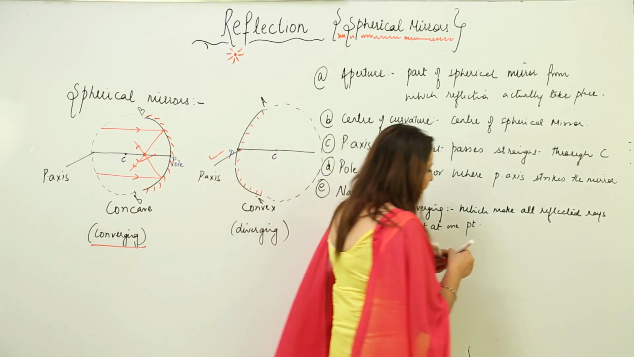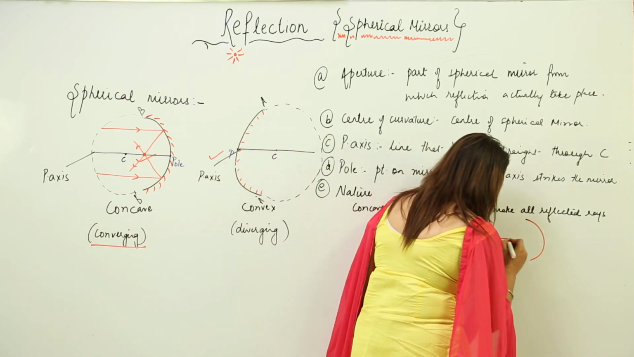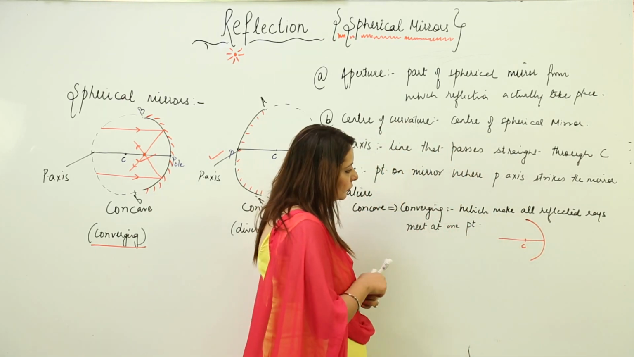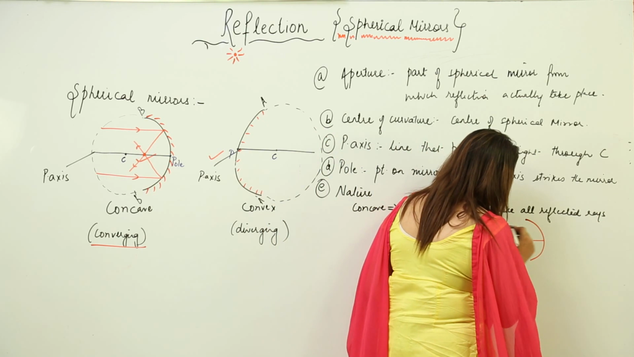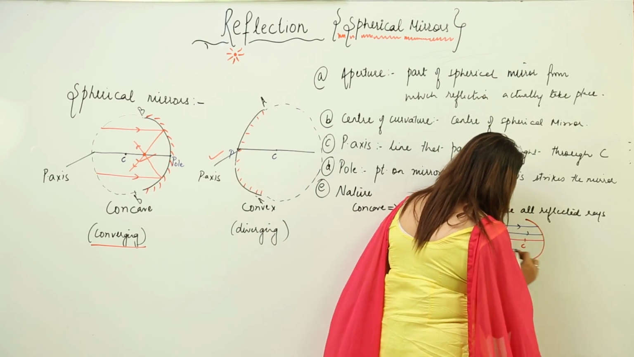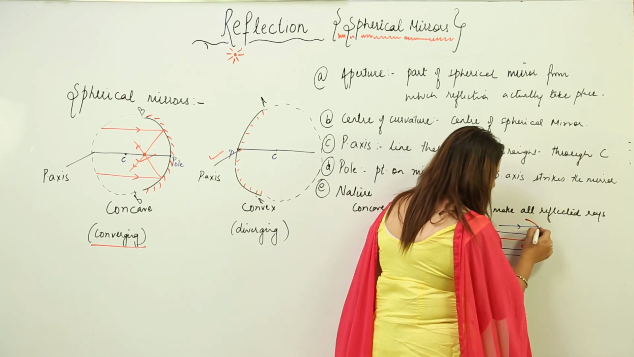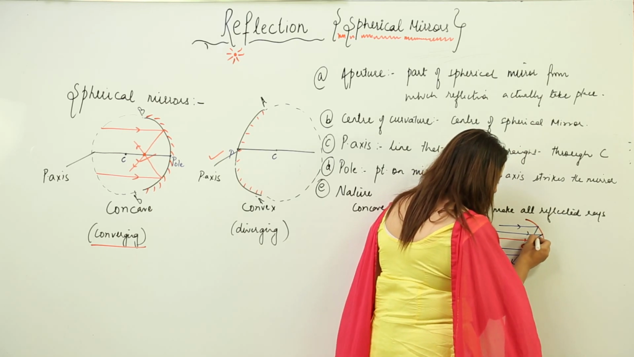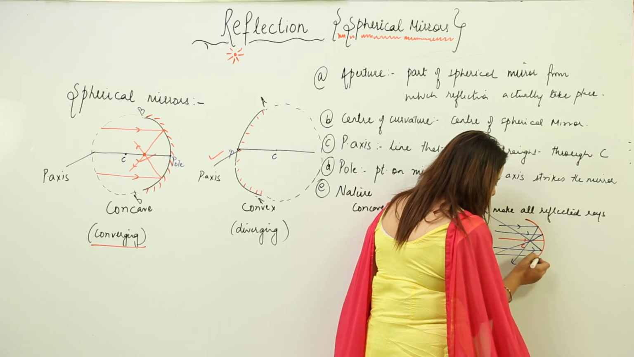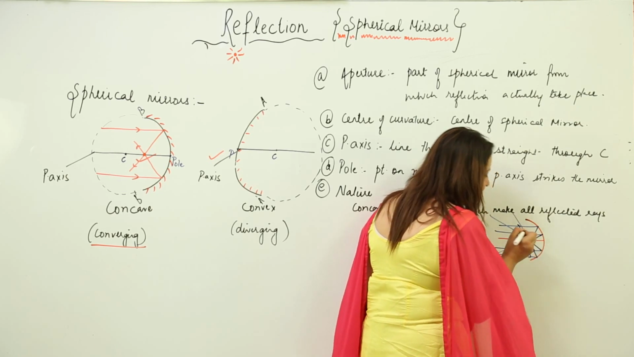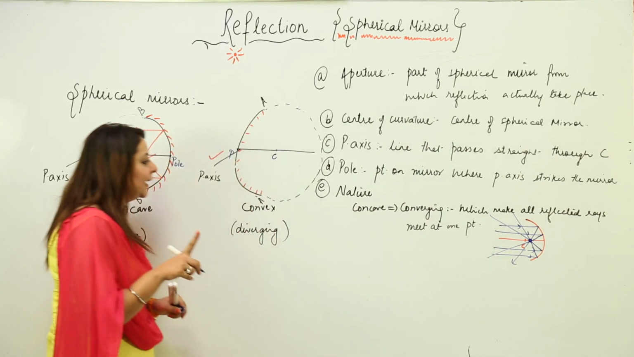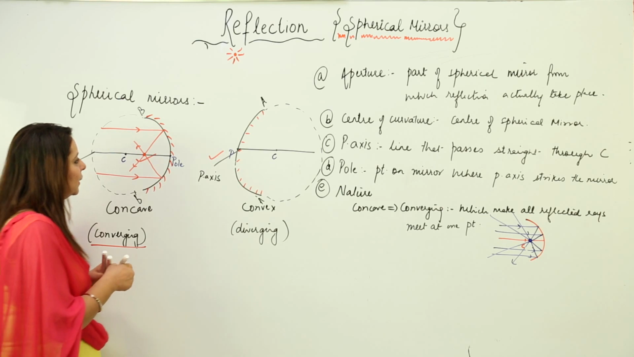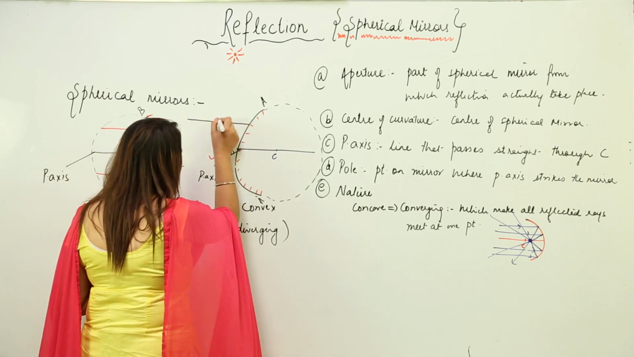Suppose you need to draw a figure also. So just draw it this way. Let this be your concave mirror. This be your principal axis. This be your center of curvature. So make many incident rays. Let's say this, like this. They will be reflected like this. It will reflect like this. Even this will reflect like this. This will also reflect. So it is going to make all the reflected rays meet at one point. That is why we call it a converging mirror. And what about convex? Suppose these rays are striking it.